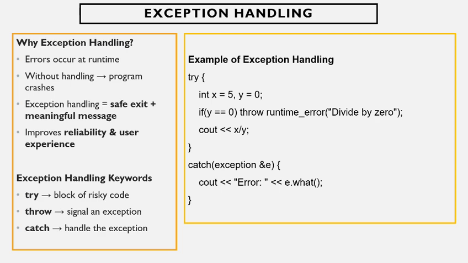Exception handling keywords. Using these three keywords, exception handling is carried out. The try block carries the block of risky code. Throw signals an exception to be carried out. And the catch block handles the exception. An example of exception handling using these three is given here.